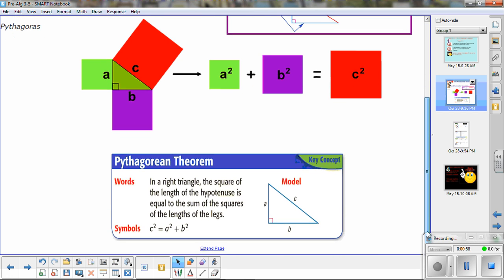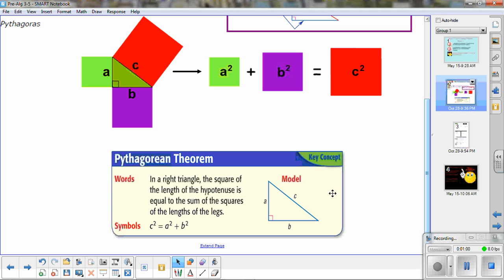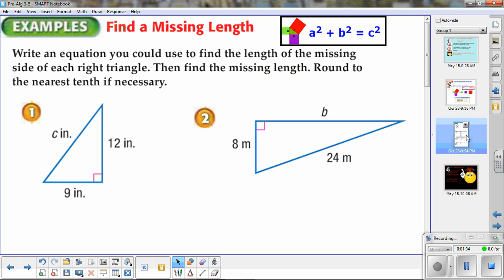You will want to make sure you have in your notes this drawing right here of a triangle. A and B are the two legs of the right triangle. They're the two sides that form the right angle. And C is the hypotenuse, or the longest side. And the Pythagorean theorem is a squared plus b squared equals c squared, or the sum of the squares of the two shorter sides equals the square of the longest side. This is only true for right triangles. You will want to have a calculator handy for this lesson as well.